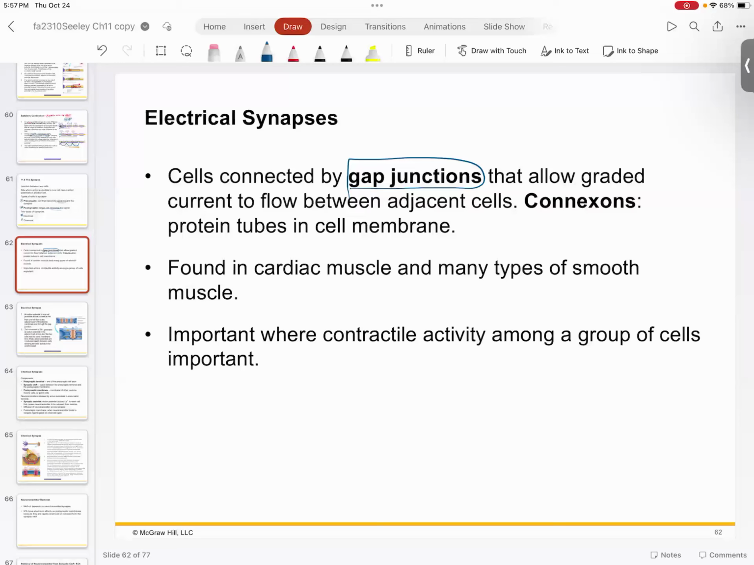So two cells that are connected together, and you have what's called connexons, which are like little tubes that connect the cell membrane. So this is what it looks like. Cardiac muscle, for instance, has a lot of these gap junctions. So if you have two different cells like this, you have the connexons, which are like little protein tubes that connect these guys together. So here's cell number 1, and here's cell number 2. So these are the gap junctions.